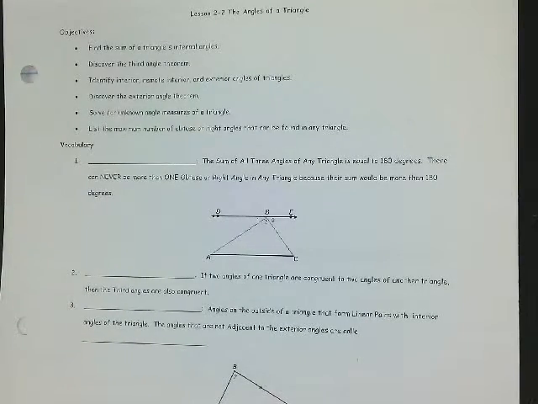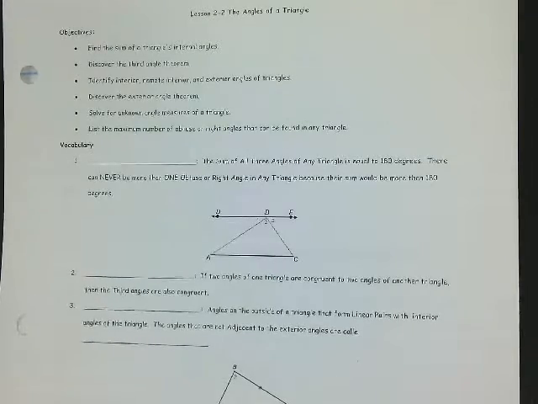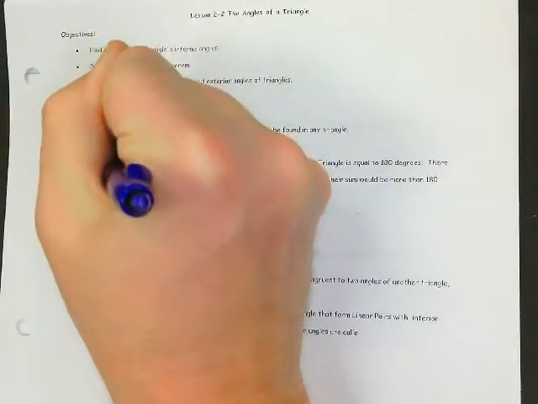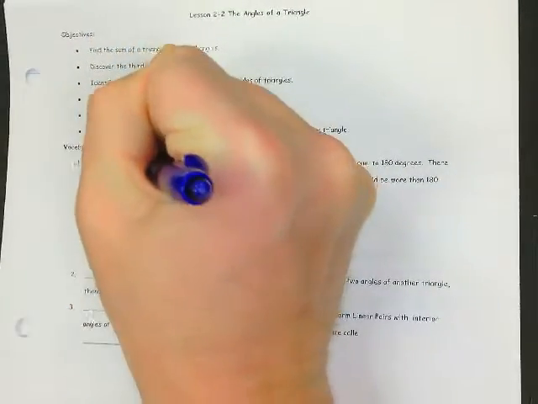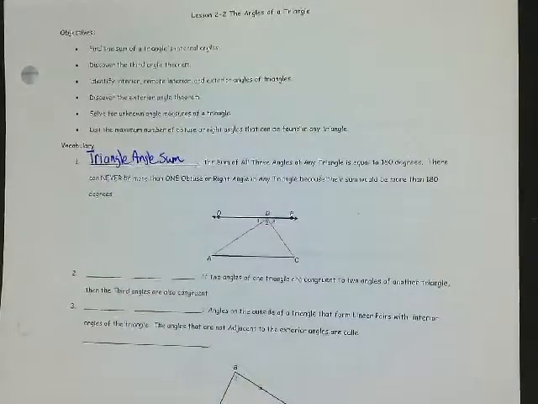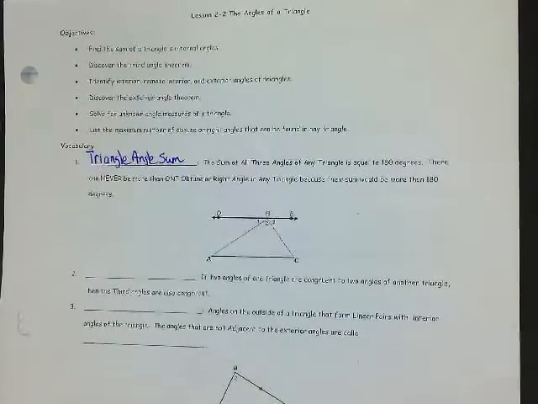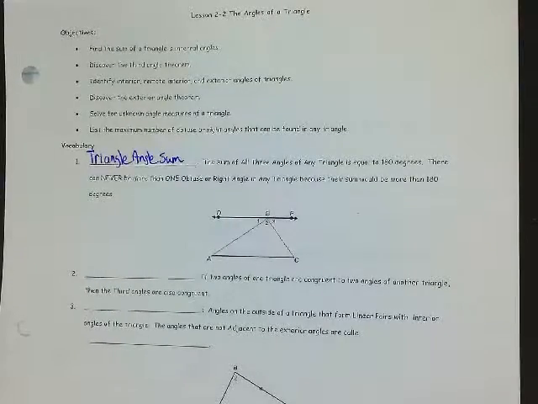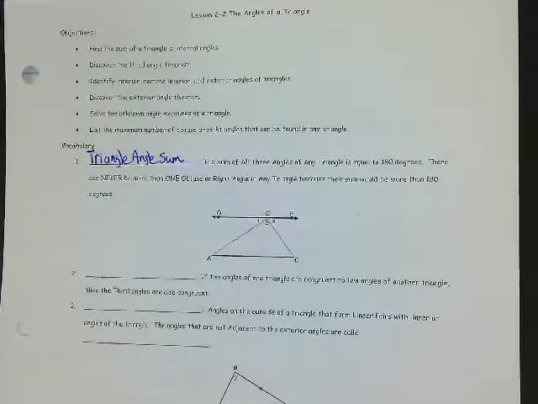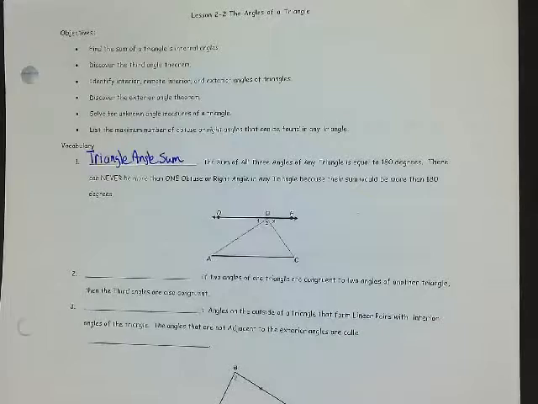But the sum of the angles of any triangle is equal to what? How many degrees? 180. We call that the triangle angle sum theorem. It says the sum of all three angles of any triangle is equal to 180 degrees. There can never be more than one obtuse or right angle in any triangle because their sum would be more than 180 degrees.